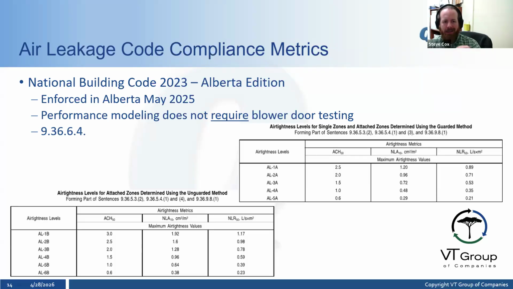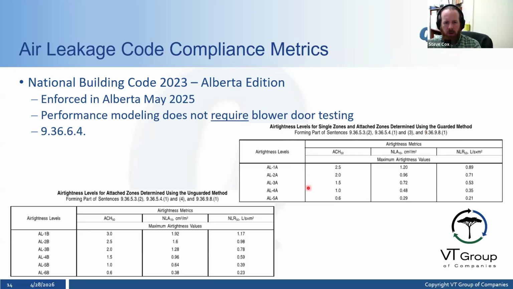Performance modeling does not require blower door testing as part of the 9.36 code compliance for energy modeling at this time in this code iteration. Before I get into that, these tables do not change between this code and next code. These are the same tables. What they show us is the air tightness requirements for single zones and attached zones using the guarded method. I'll tell you what that means in a second.